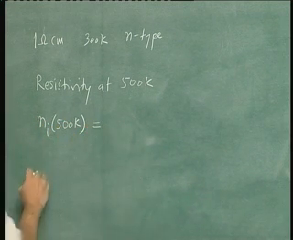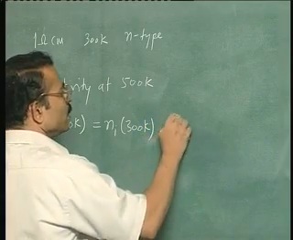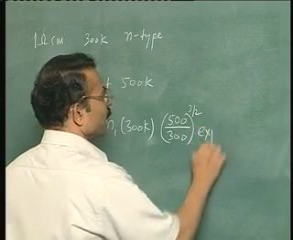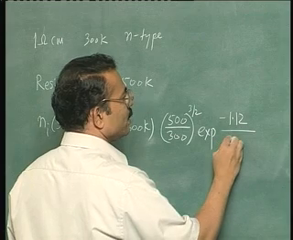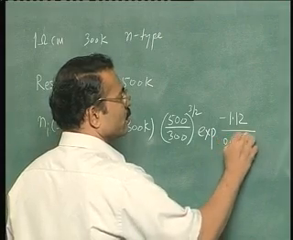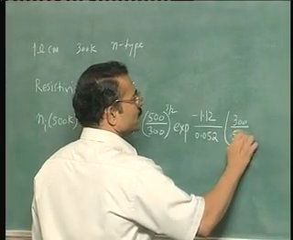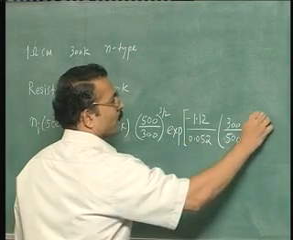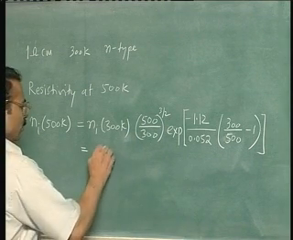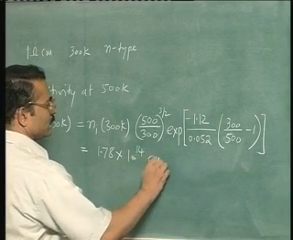Now this we can find out very easily, as we had done earlier in this course. You can write this in terms of Ni at 300 K into (500 upon 300) whole power 3 by 2 into exponential of minus 1.12, which is the energy gap, divided by 2 times kT, where kT at room temperature is 0.026, into (300 by the temperature of interest, that is 500, minus 1). Okay. So you make this calculation and you will get the result as 1.78 into 10 power 14 per centimeter cube.